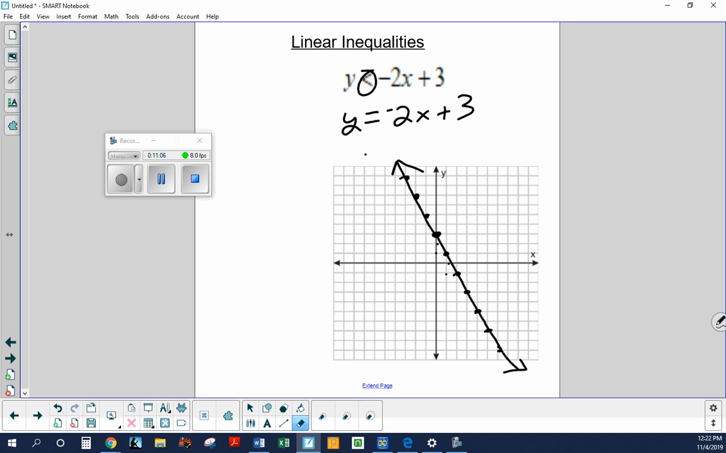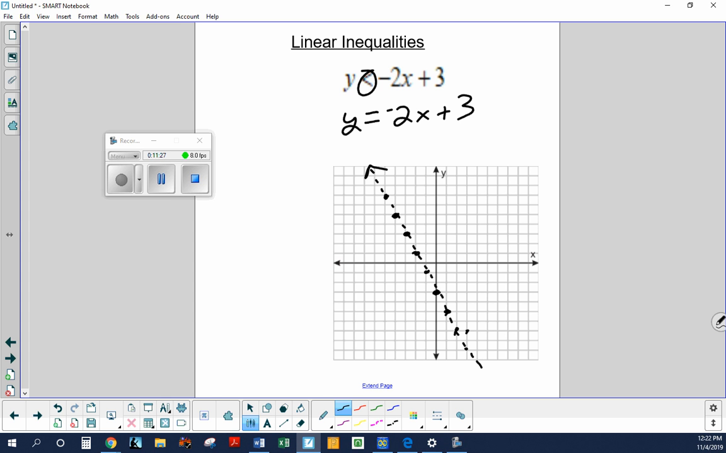Instead of an open circle or a closed circle, what we're going to use, as opposed to using a solid line like I did on that last example, is a dotted line. So this dotted line kind of acts like your open circle.